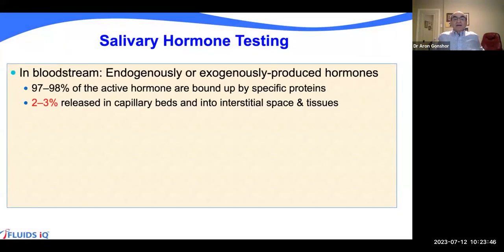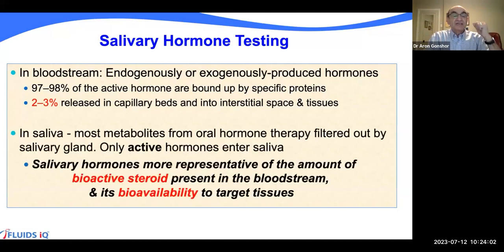So remember then, in the bloodstream, endogenously or exogenously produced hormones, 97 or 98% of the active hormone is bound up, but 2 or 3% is released into the capillary beds, etc. In saliva, most of the metabolites from oral hormone therapy are filtered out by the salivary glands. Only the active hormone enters.